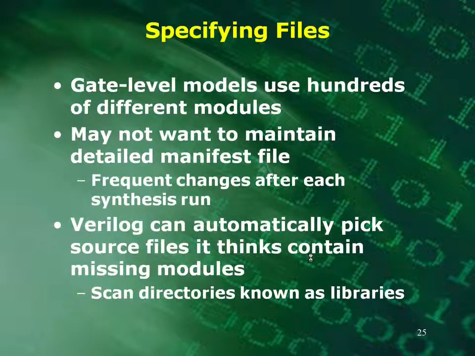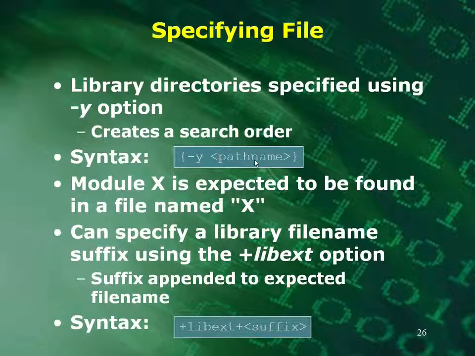So library directories are specified using the -y option. Here's the syntax, -y and then a path name. You can also specify a library file name suffix using the +libext option. You want to probably look at your particular compiler, go into its documentation and see all the different things. Some of these may vary just a little bit, so look to see exactly how yours will handle it.